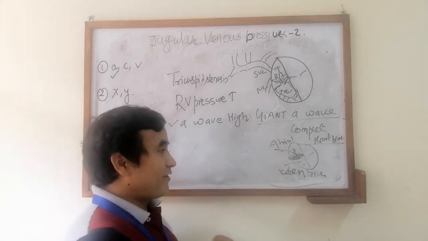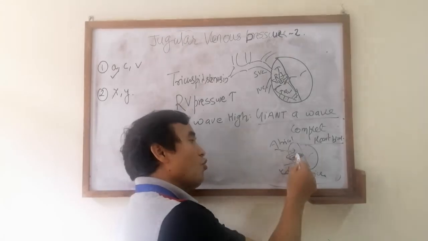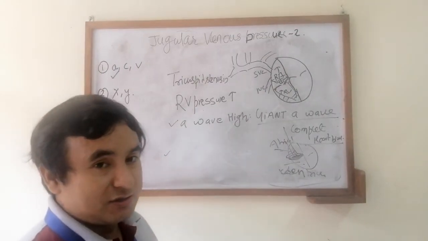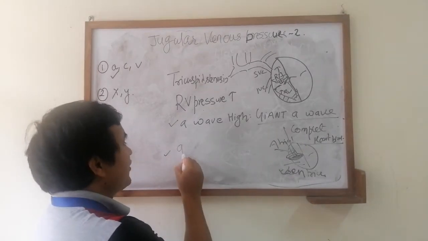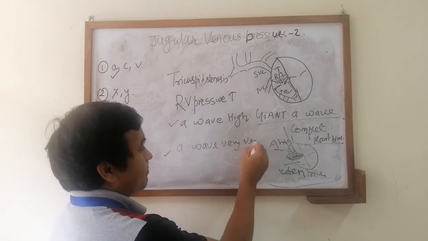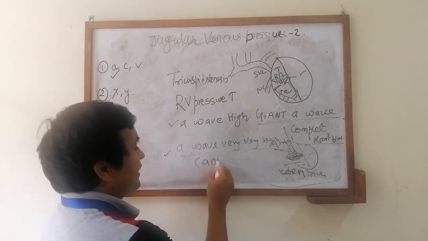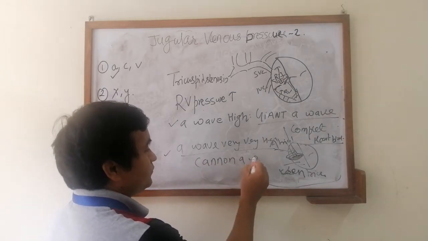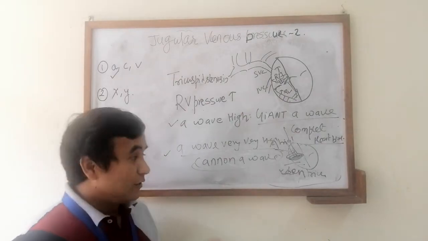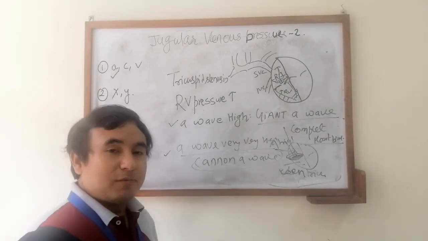When the atrium is contracting against the closed tricuspid valve, there will again be more pressure in the right atrium, and that can be seen in the internal jugular vein. So that A wave is very high. That is called the Cannon A wave. So you will see the Cannon A wave in a case of AV dissociation or complete heart block.